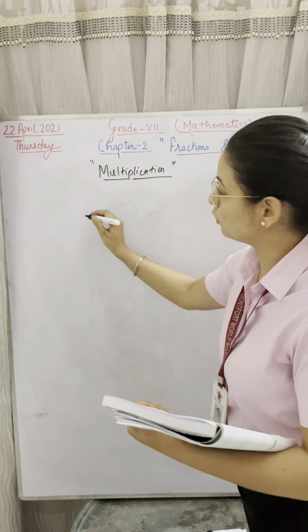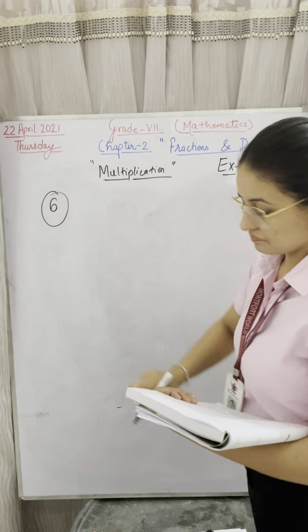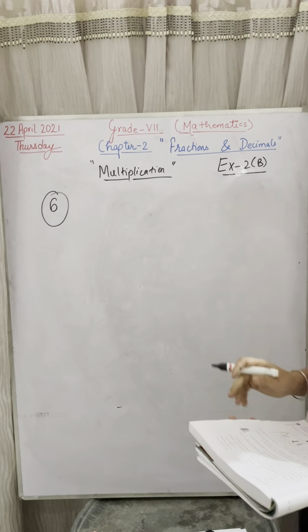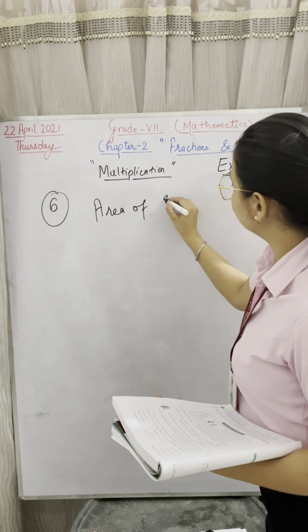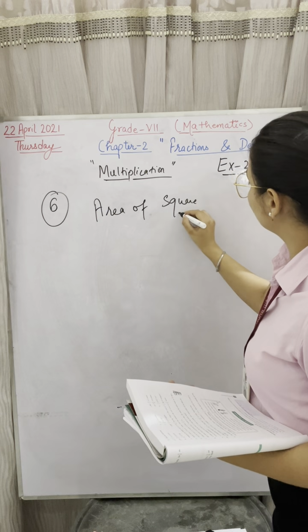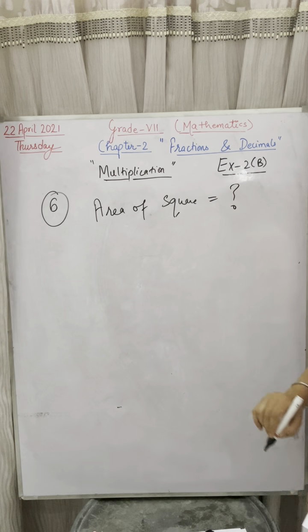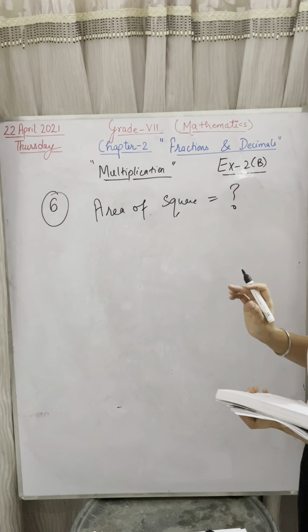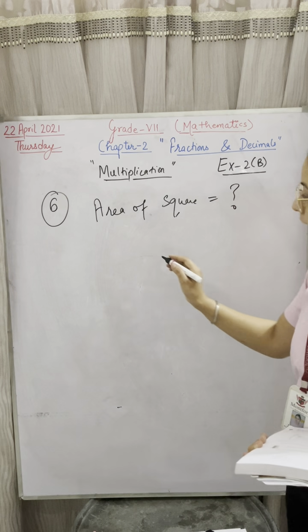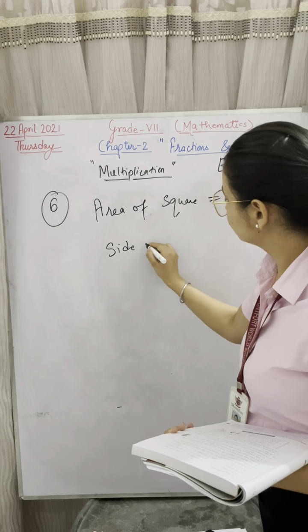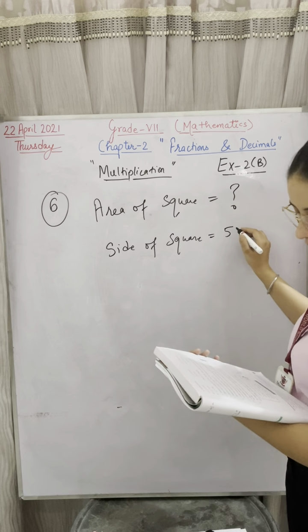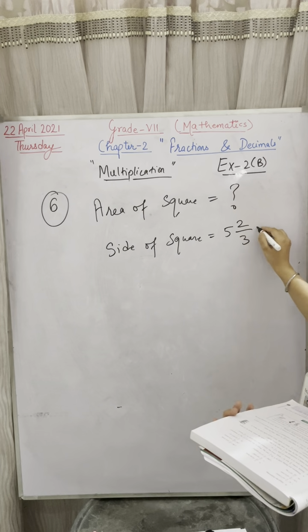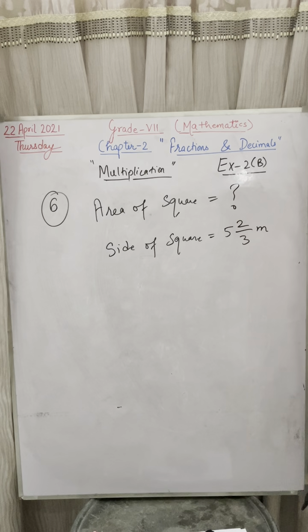I'm going to solve question 6 now. Okay, question 6 is find the area of square. This you have to find out. Of side 5 2 by 3 meter. Side of square is given, that is 5 2 by 3 meter. Okay, 5 2 by 3 meter.